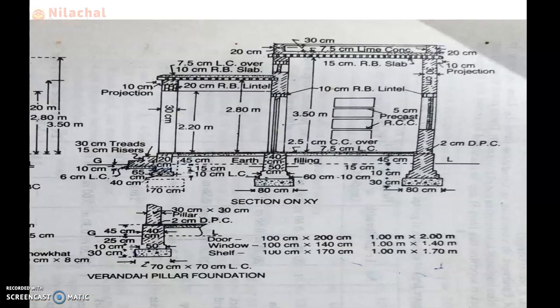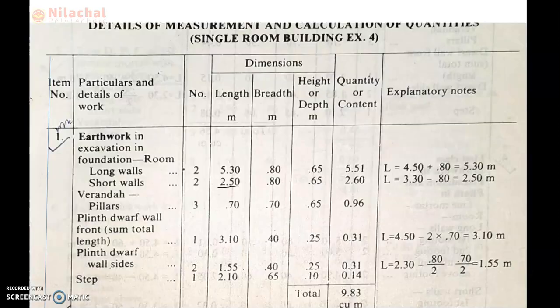So here the pillar cross section is provided: 70 centimeter into 70 centimeter lime concrete, LC. Because a square pillar is used here, the length and breadth are equal. So we do not need to find the pillar length and breadth as in the case of the long wall and short wall. We can put the length and breadth of the pillar directly, on the basis of the square meter rules. The number of veranda pillars used is equal to 3.